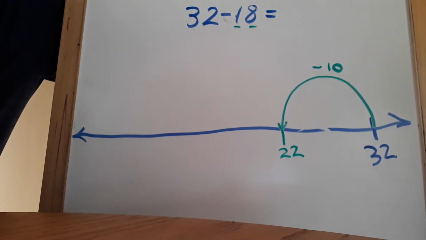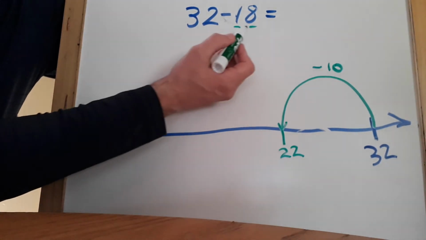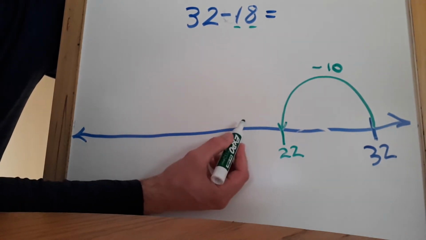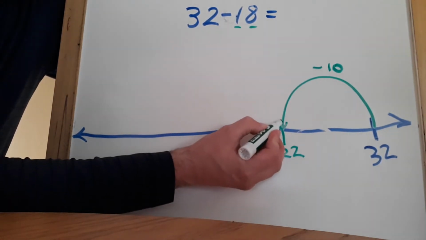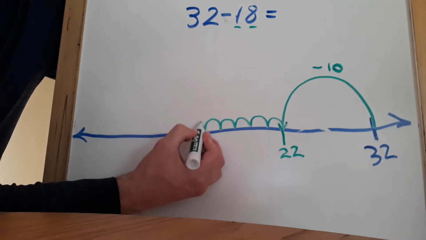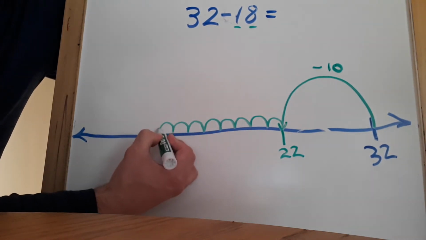So I'm at 22 now, but I'm not done. Now I have to subtract my 8. To do that, there's lots of different ways, but for this question, I'm going to subtract 1 at a time. So I'm going to make 8 jumps of 1. 1, 2, 3, 4, 5, 6, 7, 8.